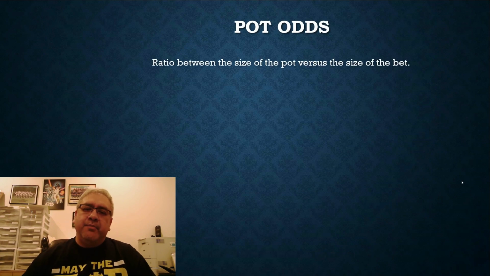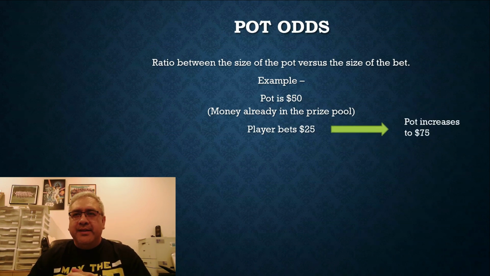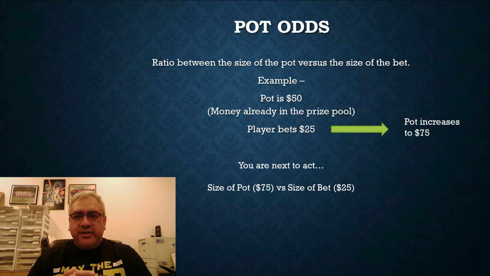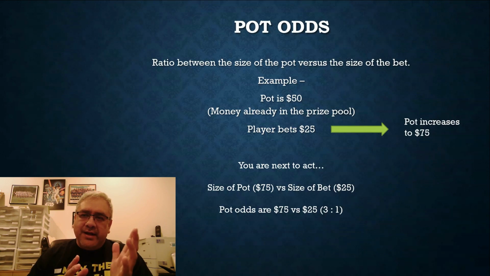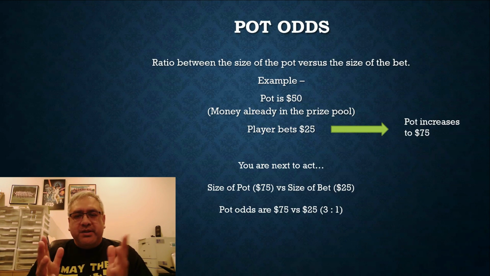Okay, so what are pot odds? Pot odds are simply the ratio between the size of the pot versus the size of the bet. For example, if you've got a pot that's $50 and a player bets $25, you've now got a pot of $75 total. You're next to act. So if you're going to call the bet, that's going to be a call of $25, giving you a ratio of 3-1. So size of the pot, 75, divided by the size of the bet, 25, expressed as a ratio, 3-1. Those are your pot odds.